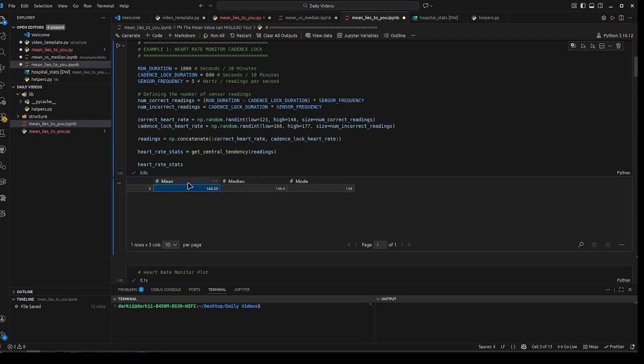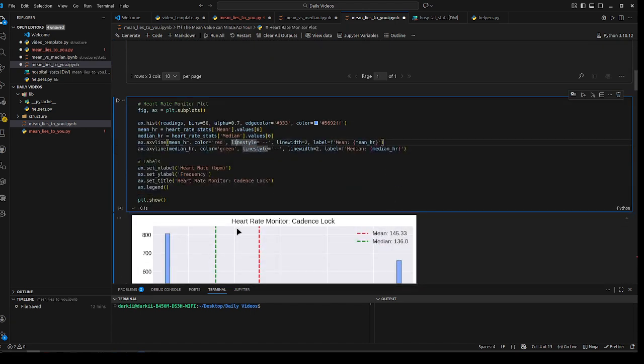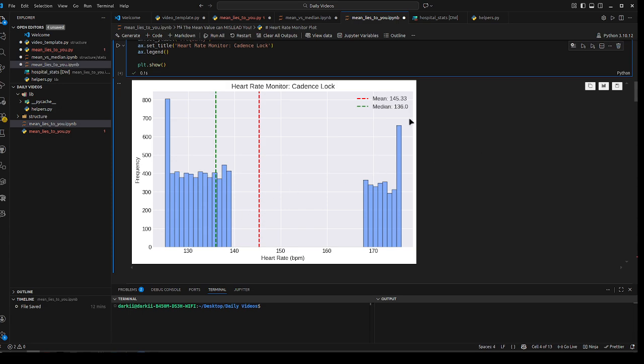What do you get? You get a mean value of 145 beats per minute, but a median of 136 and a mode of 138. So the value that appears the most often is 138 beats per minute. The median, where we slice this data in half and look at that value, is 136 beats per minute, and the mean is 145. Now, if we plot this out, you will see exactly what happened.